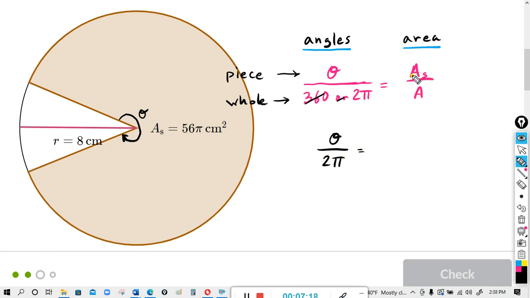The area of the sector is given. This area in pink right here is 56 pi. And the area of the whole circle is pi r squared. That's going to be pi, and the radius is 8 centimeters, so that's 8 squared. 8 times 8 is 64 times pi, and we're going to leave pi alone. So in place of A, I'm going to write 64 pi.